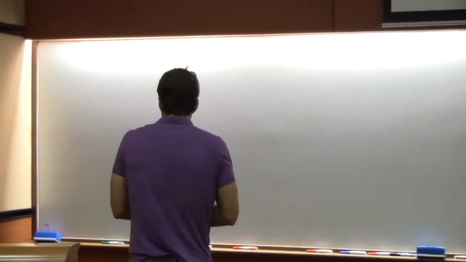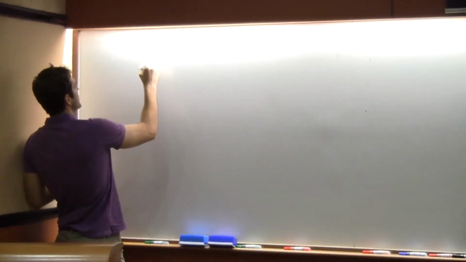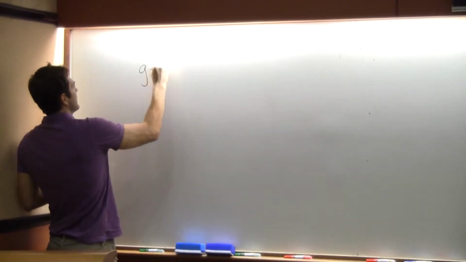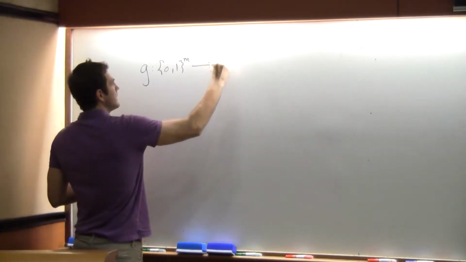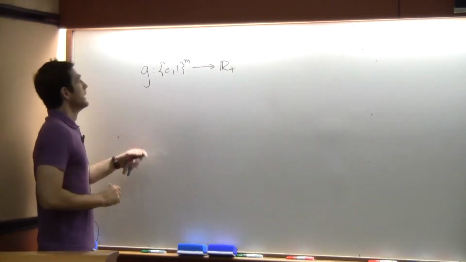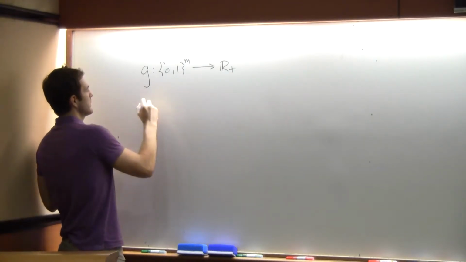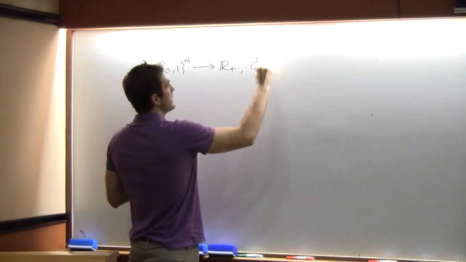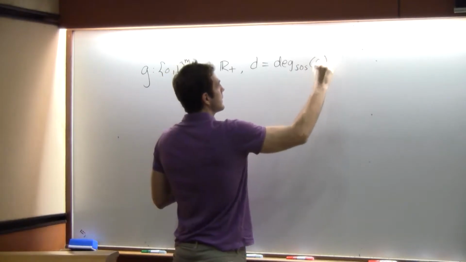Okay. Now I can finish and hopefully talk about some open directions. Let me now remind everybody what's happening. We had this g. This is the hard function we start with. So let d, as before, be the sum of squares degree of g minus 1.